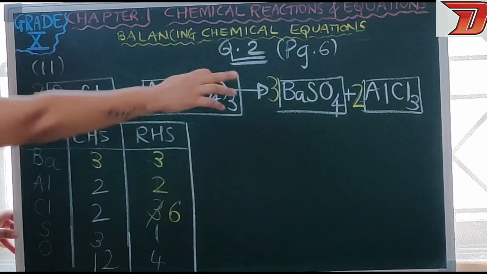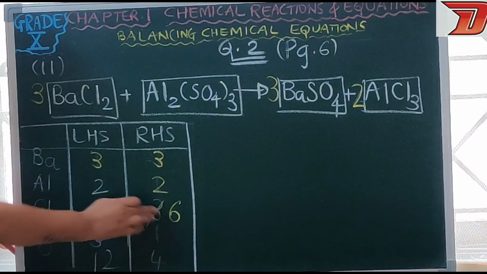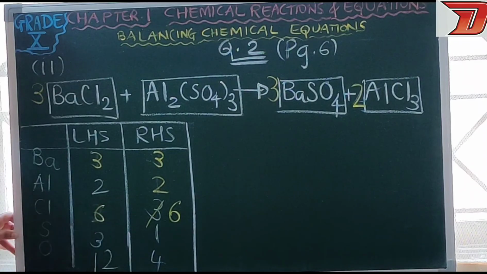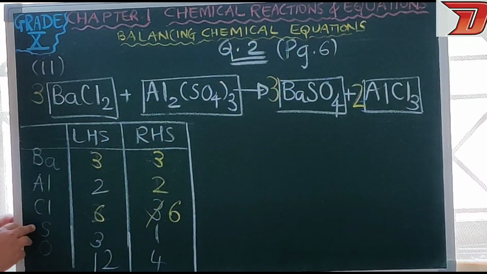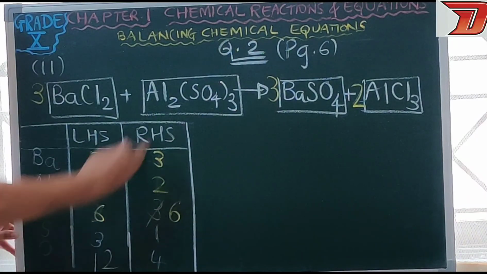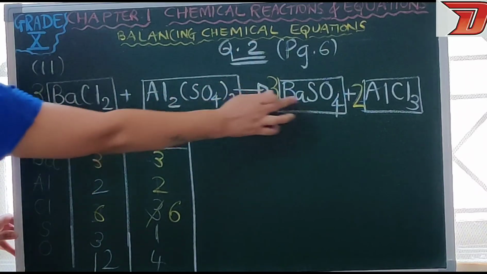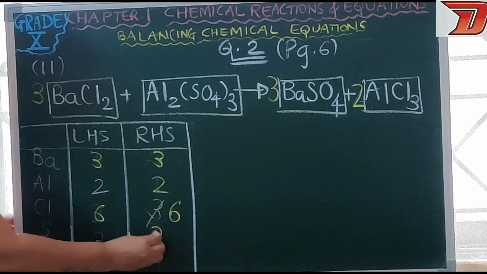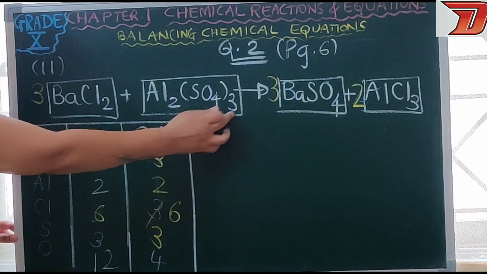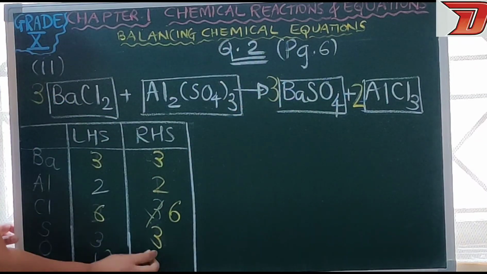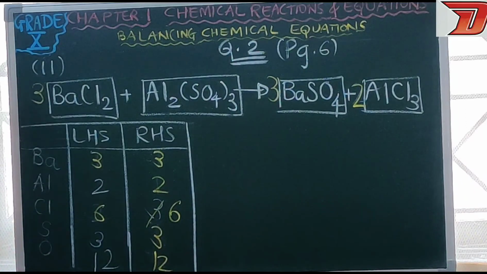Chlorine, 3 2s are 6. That side also 3 2s are 6. In the table also I have done the changes, 6. Aluminum both the sides 2. Now comes to sulfur. Here 3 again. That side also 3. So both the sides it is 3 only. Now the last is oxygen. 4 3s are 12 and that side also 4 3s are 12. See, by using the trial and error method, we have successfully balanced this equation also.